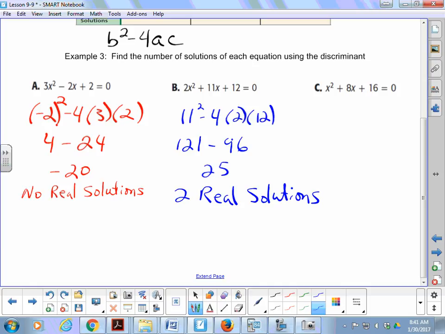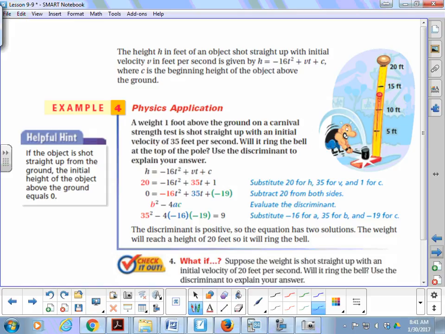All right, one last problem, example then. Story problem. So the height in feet of an object shot straight up with the initial velocity of v in feet per second is given by this formula. We've used this formula, okay? We haven't talked about it in this manner, but we've been using it, where c is the beginning height of the object above the ground. So v is the initial velocity, c is the initial height above the ground.